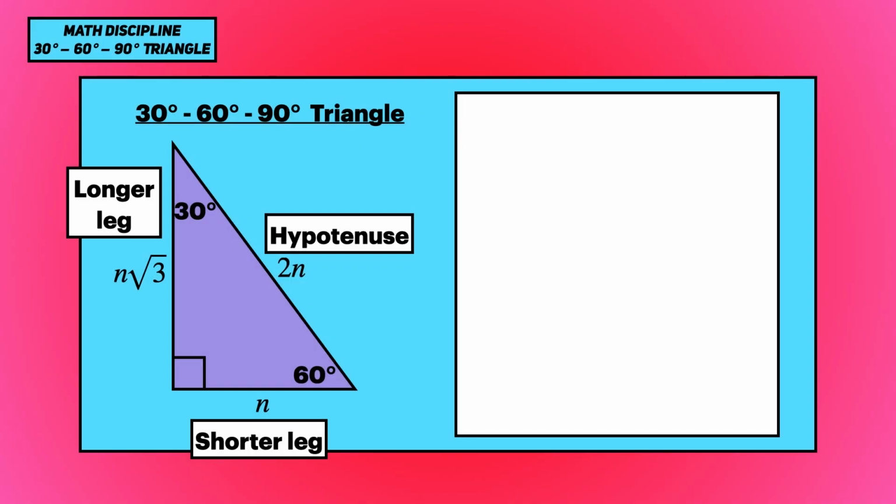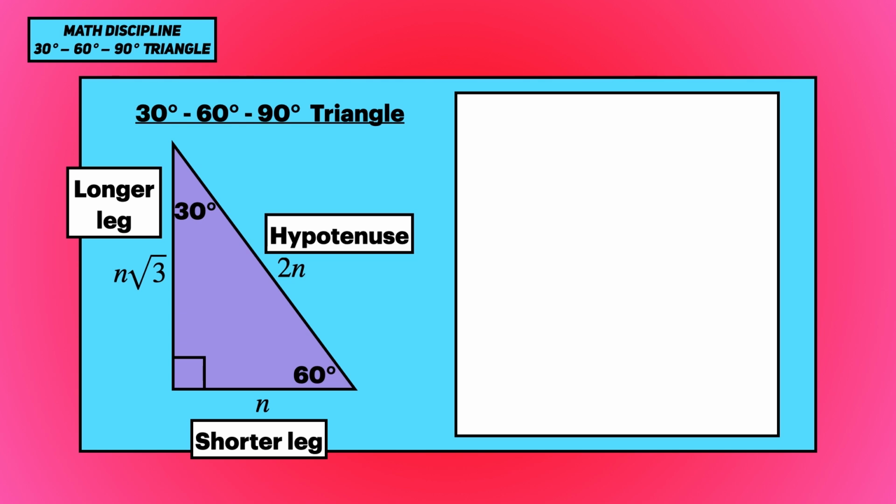Another way to express this same relationship, and how it's often written in textbooks, is using variables. If we assign the variable n to represent the length of the shorter leg, we can then represent the length of the longer leg as n square root of 3 and the length of the hypotenuse as 2n. The process would still be the same as before.